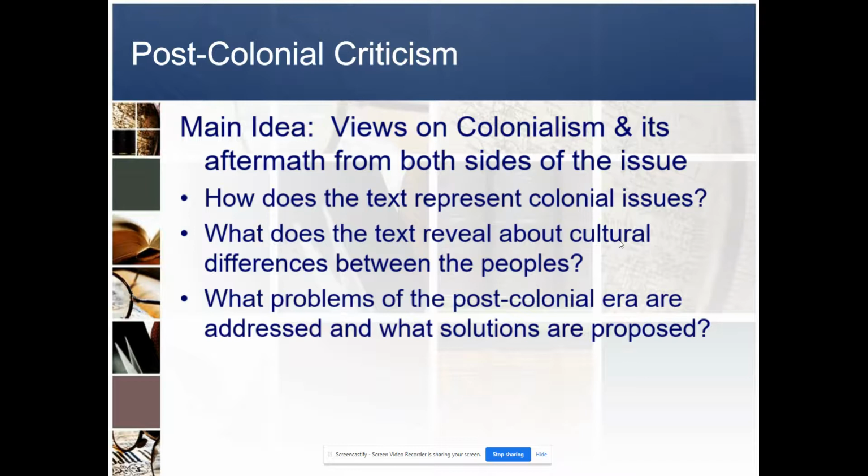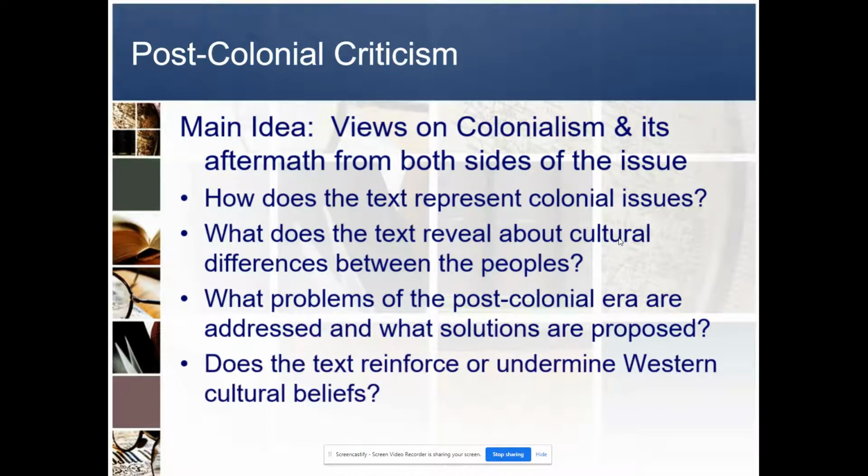What problems of the post-colonial era are addressed, and are there solutions being proposed? What is this shining a light on? Is it championing the colonizers or the colonized, the indigenous peoples? Is it reinforcing the Western cultural beliefs of the colonizers, or is it criticizing them? Is it undermining them and instead championing the indigenous cultures? A lot of the books that y'all are reading are going to deal with colonialism in some way.